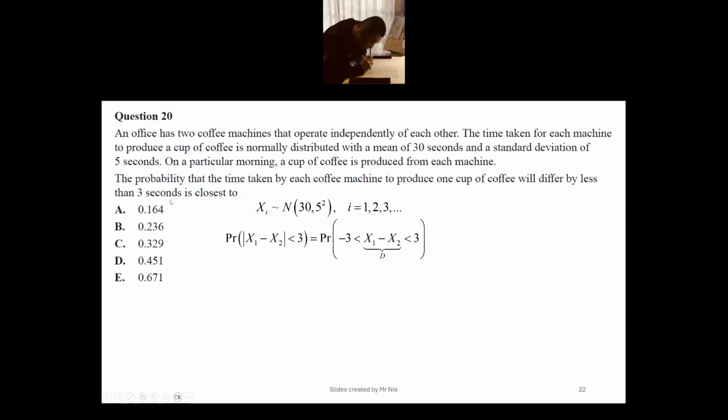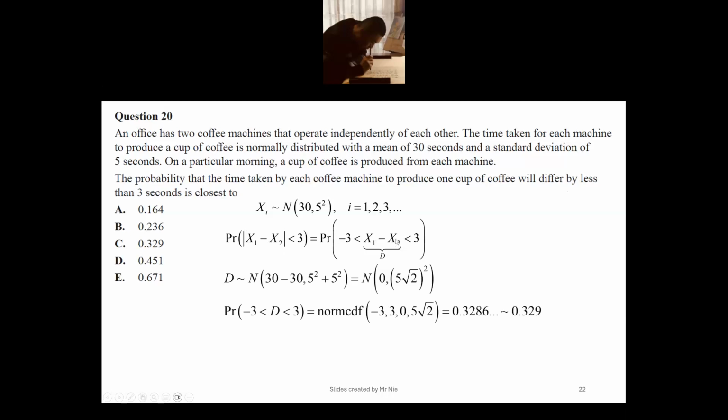differ by less than 3 seconds means one machine could be producing the coffee slightly longer than the other. So let's say the first machine takes a little bit more time than the second. That's the first case. But it could be the other way around. That's why you could also get X2 minus X1 is less than 3. So whenever you see the phrase differ by, or difference less than, you have to treat the difference with an absolute value, which means the difference should lie between minus 3 and 3.